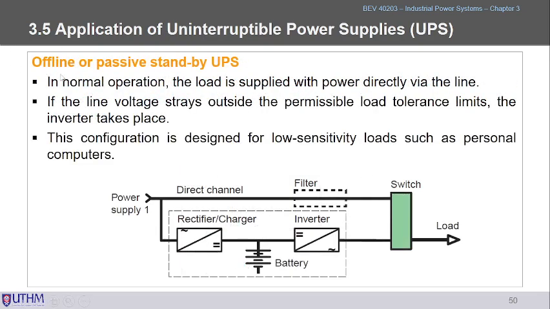And finally we have the offline or passive standby UPS. Implied by the name, it is just for standby purposes. In this case our load is taking the supply directly from our incoming mains. If our incoming has problems, for example a blackout, then it only switches to the UPS to operate. This kind of configuration is normally designed for low sensitive loads, such as the personal computer, etc.